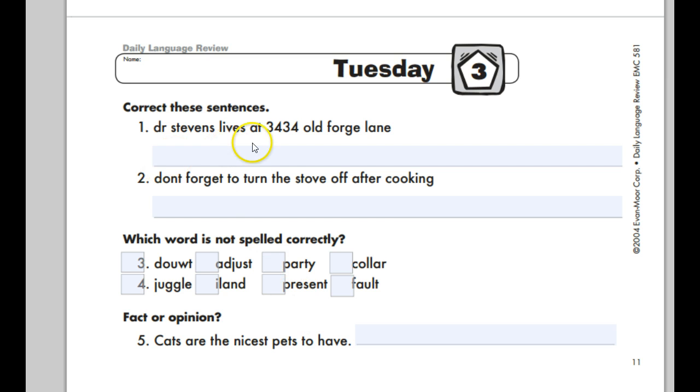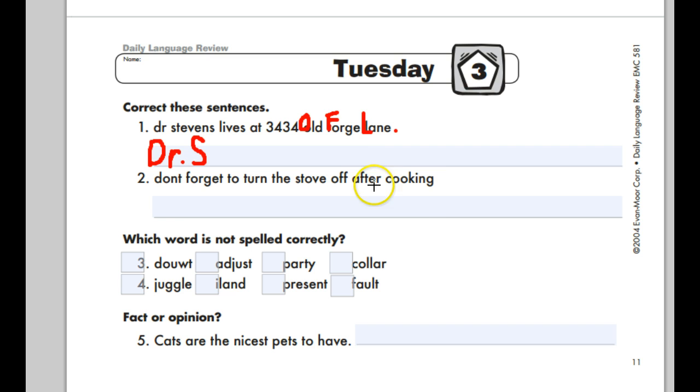Tuesday, Dr. Stevens lives at 3434 Old Forge Lane. This one's easy. Doctor is an abbreviation, capital DR. Abbreviations have periods at the end. Stevens, capital S for Stevens, that's his name. Old Forge Lane, every single word in a street name is capitalized. Old Forge and Lane. And that is a statement, so it's a period.